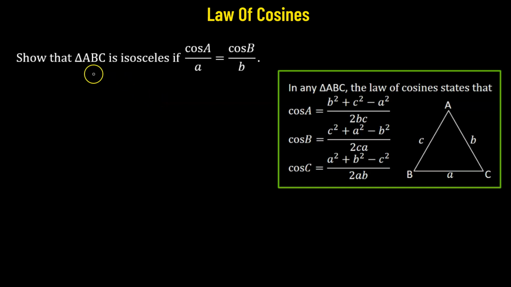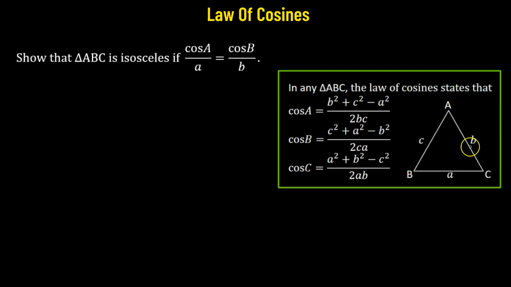So we need to show that the triangle given by ABC is an isosceles triangle, if we have the condition that cosine of angle A over a equals cosine of B over b. Here a and b represented in lowercase represent the sides of the triangle. For this we're going to use the law of cosines as stated here.